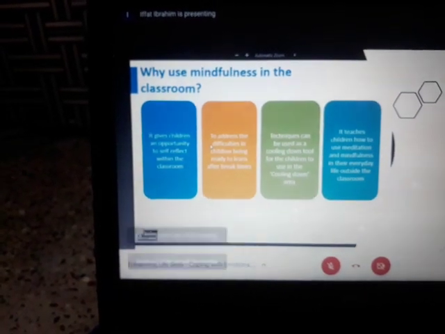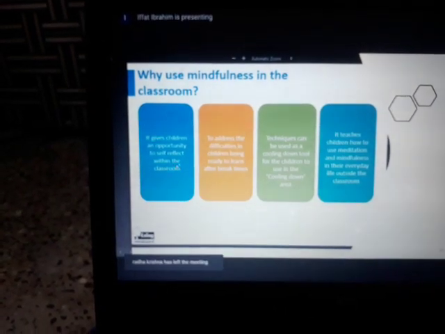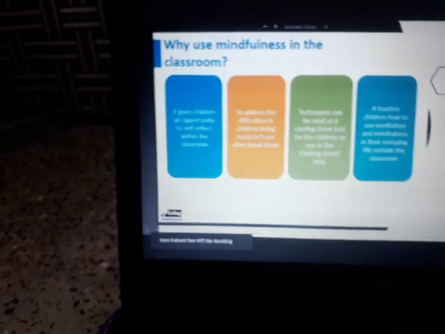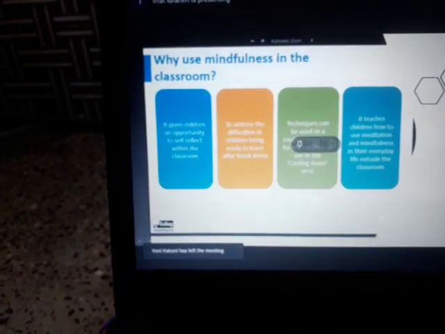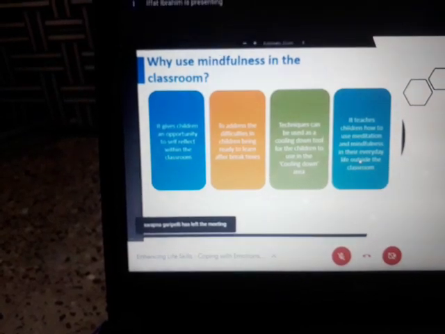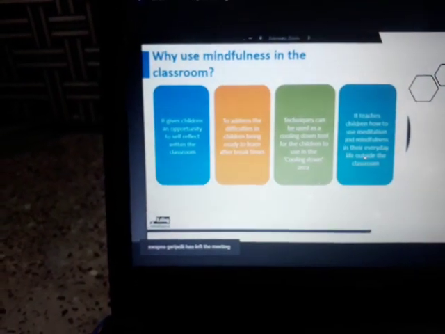So why should we use mindfulness in the classroom? It helps in self-reflection. It helps with difficulties in the children. It can be used as a cooling down technique. It can also be used in everyday life outside the classroom.